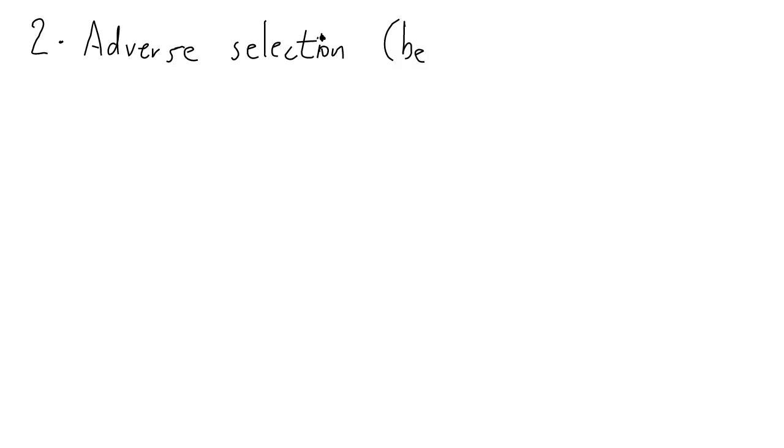The second type of asymmetric information problem that we can look at is what's known as adverse selection. And remember I said that in some sense moral hazard is an asymmetric information problem that arises after the contract has been signed, maybe even as a result of the contract having been signed. Adverse selection can be thought of as an asymmetric information problem that arises before the contract is signed.